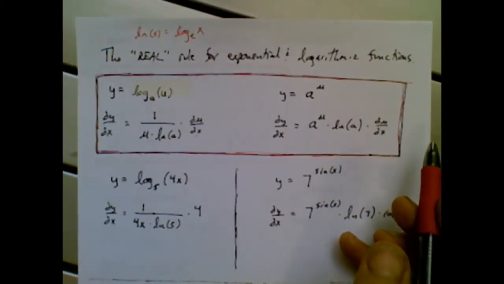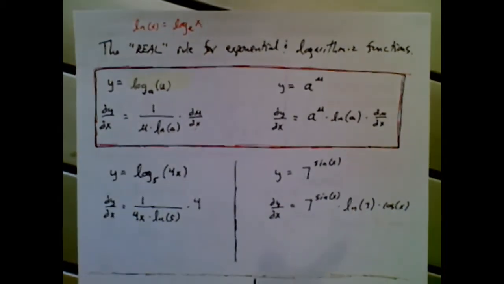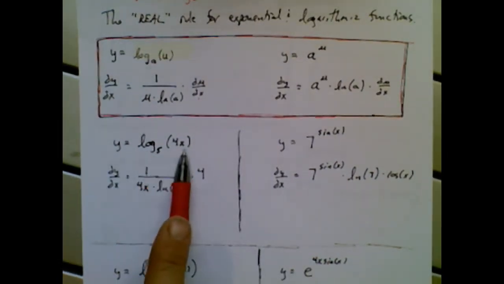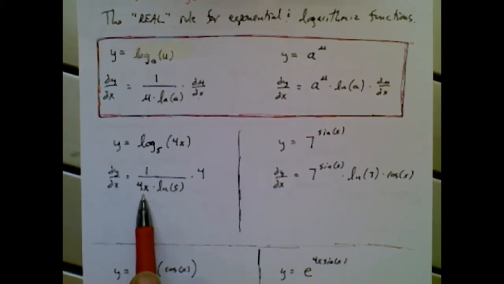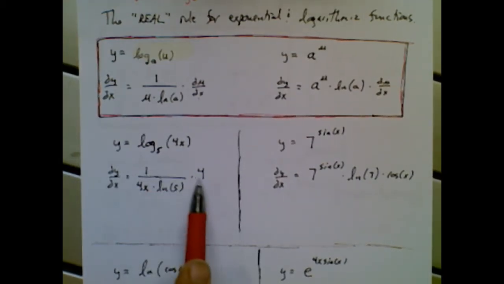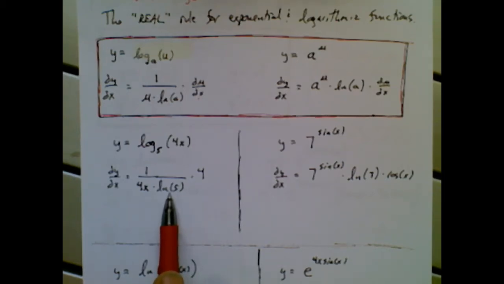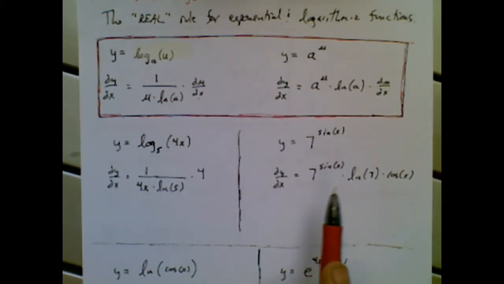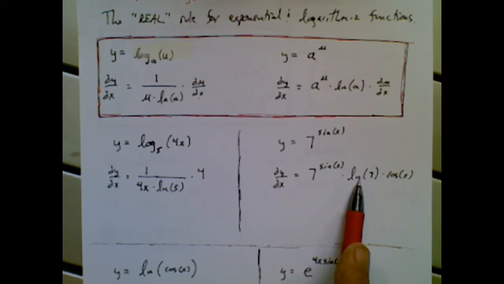So now let's put these into action. These are the real rules you would see in the textbook, not the shortcuts from the other side. Log base 5 of 4x, 1 over the inner guts, natural log of the base, times the ninja. This was not something we did on the other side, or the other part of the video, because we would always have an e there. This is an exponential. 7 to the blah blah blah. Rewrite it. The derivative is 7 to the blah blah blah times the natural log of that base, and then the ninja.